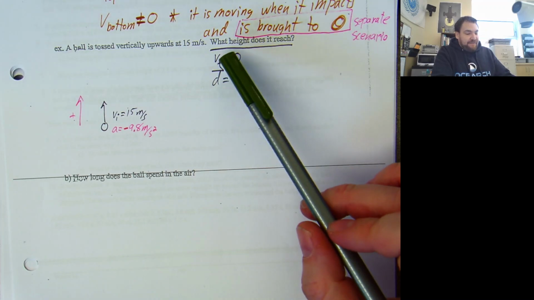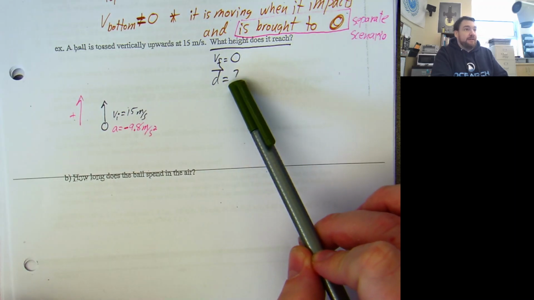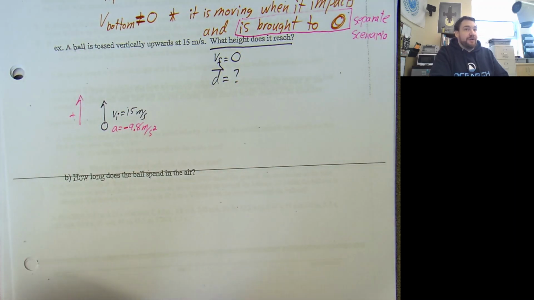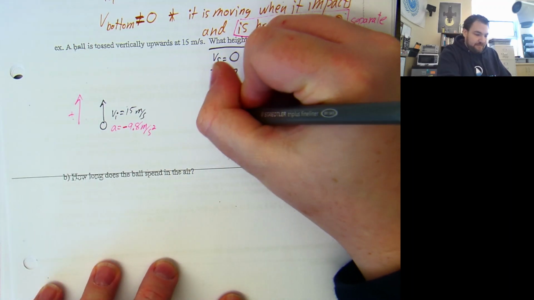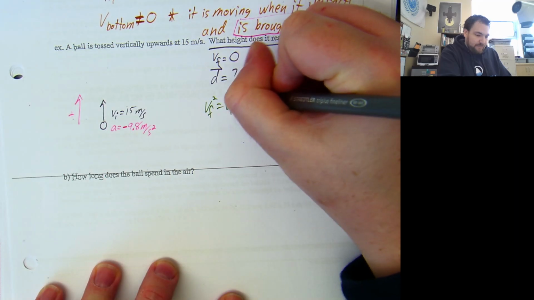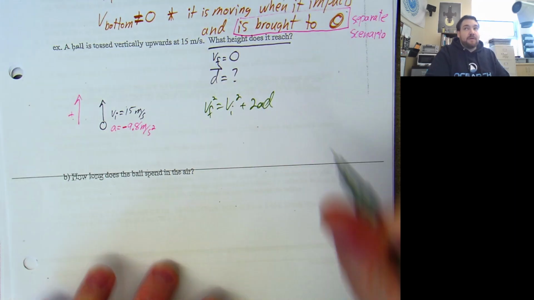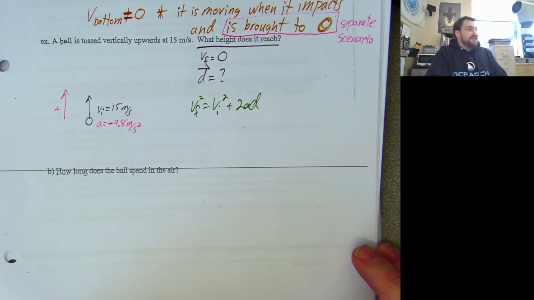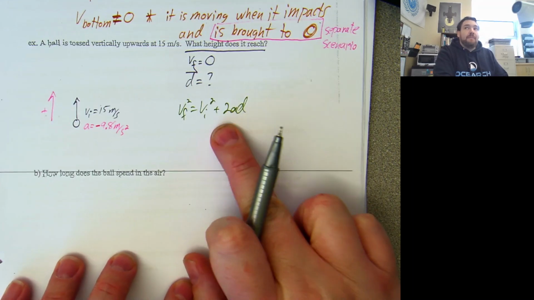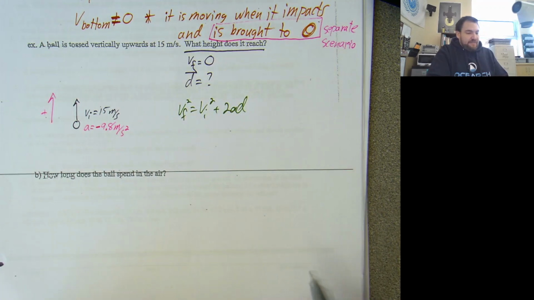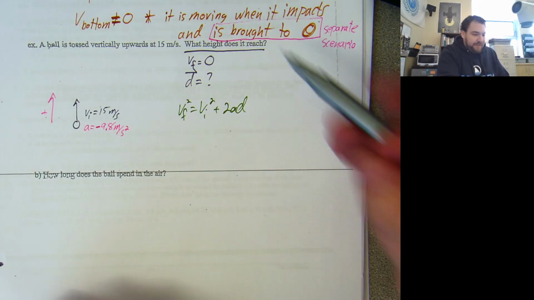If we have a VF, a VI, an A, and we're looking for D, what kinematic equation are we going to use? Yeah. You betcha. It's the same 4 kinematic equations, these, for an accelerating object. And based on the information that we have, this is the one that we're going to use. So now we just fill it in.